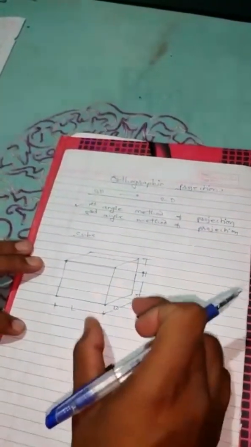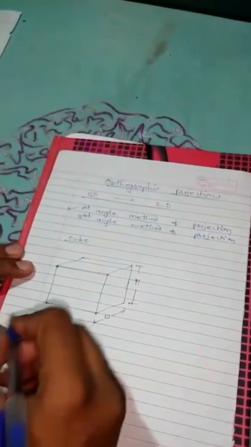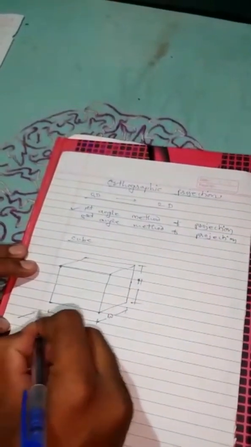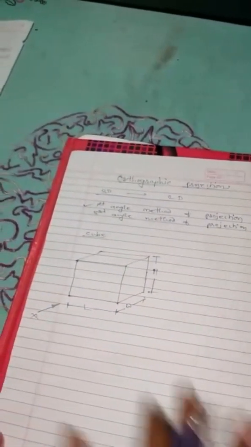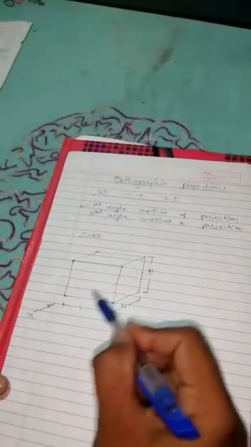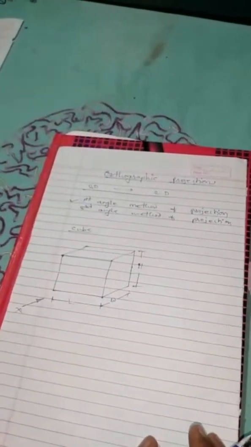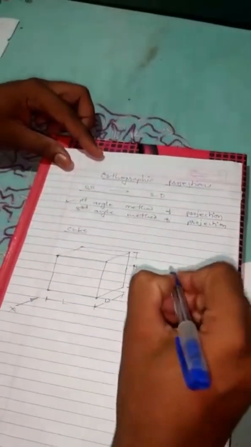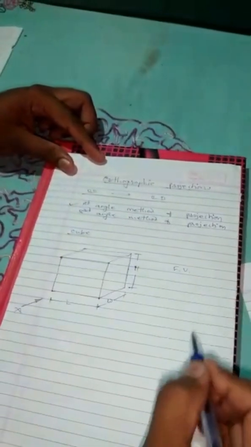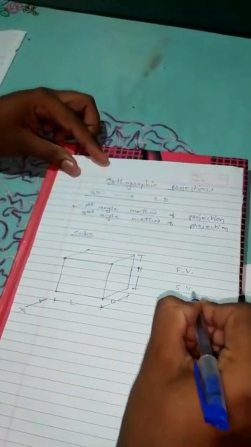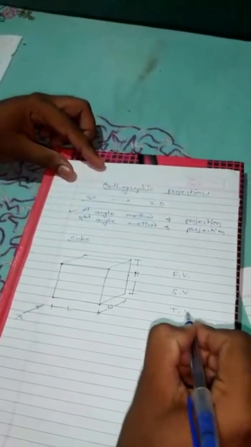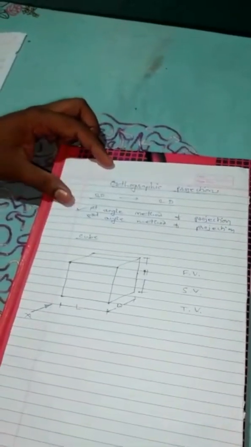There is a need to place the observer, and the observer will be in this direction x. This cube will be observed from this direction. Therefore, there are three views in orthographic projections. First is the front view, second is the side view and third is the top view.